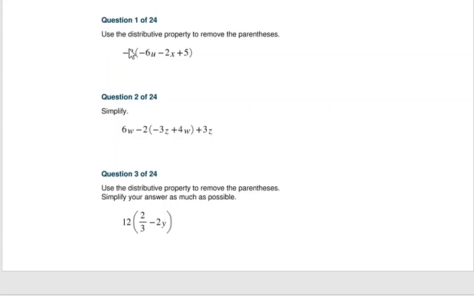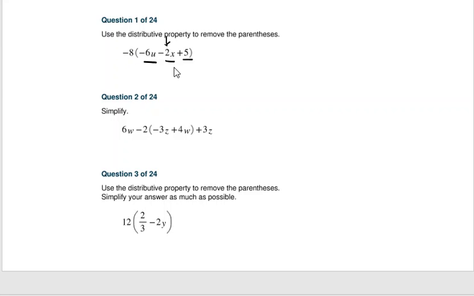Okay, so this first one says, use the distributive property to remove the parentheses. So remember, the distributive property tells us that everything inside the parentheses needs to get multiplied by what's on the outside of the parentheses. Also remember that if there is a negative sign in front of a term, the term's negative obviously. Also, if there is a subtraction sign in front of the term, you have to think about that term as being negative. So when I look at the three terms that are inside the parentheses, I would think about them as negative 6u, a negative 2x, and a positive 5. And on the outside of the parentheses, we have a negative 8.